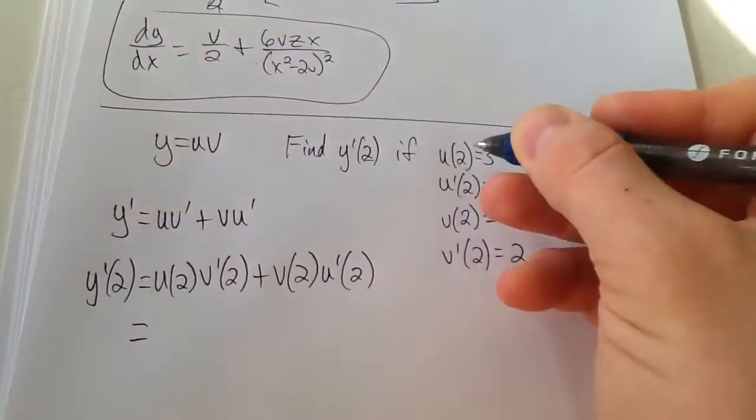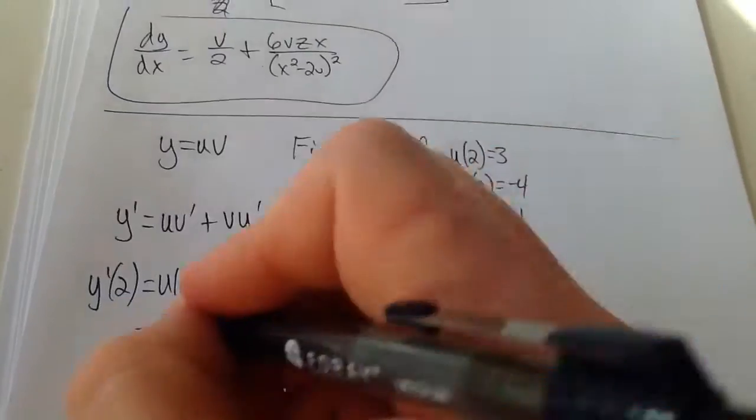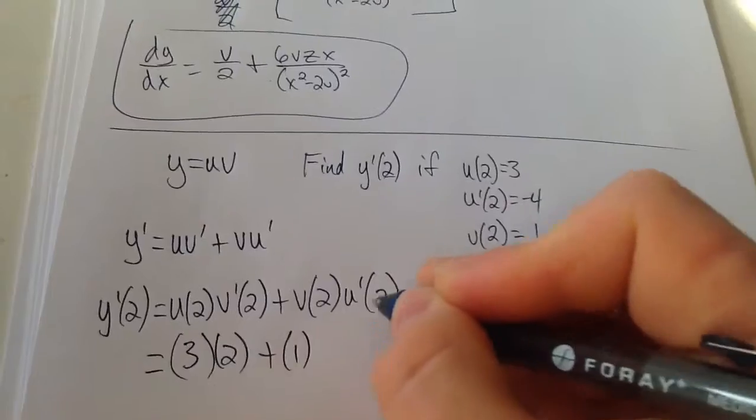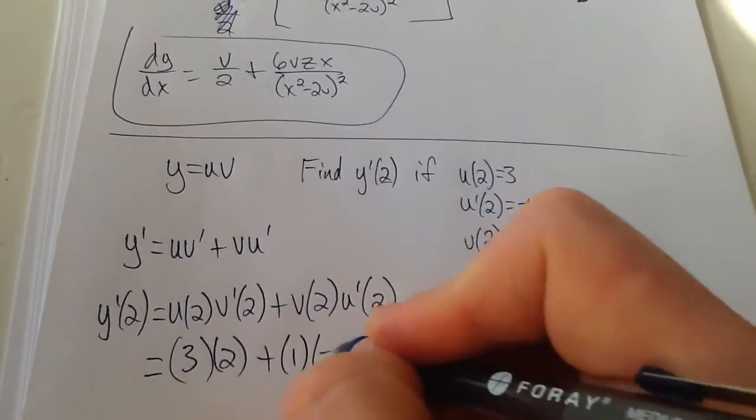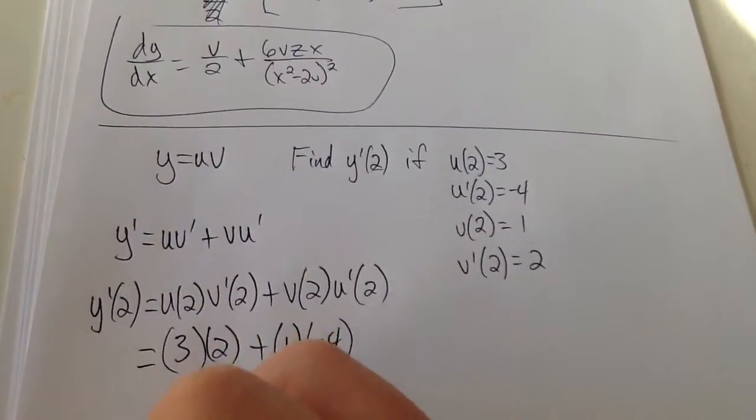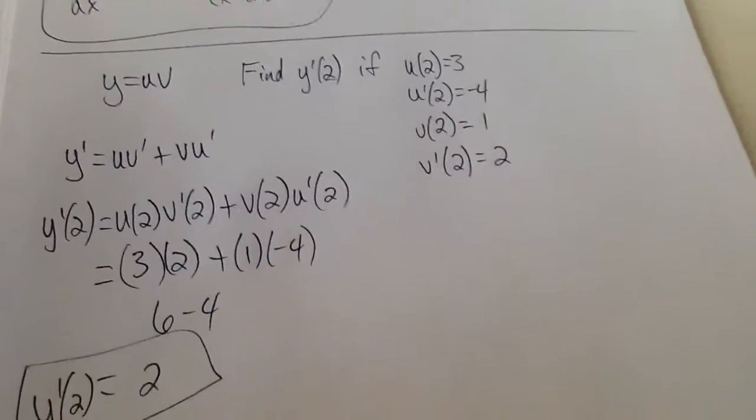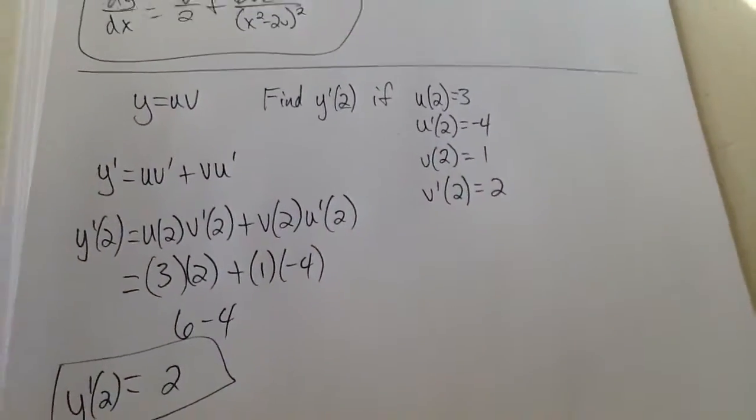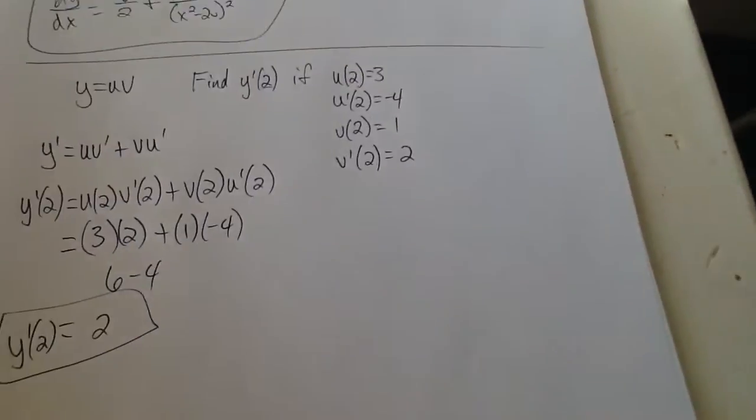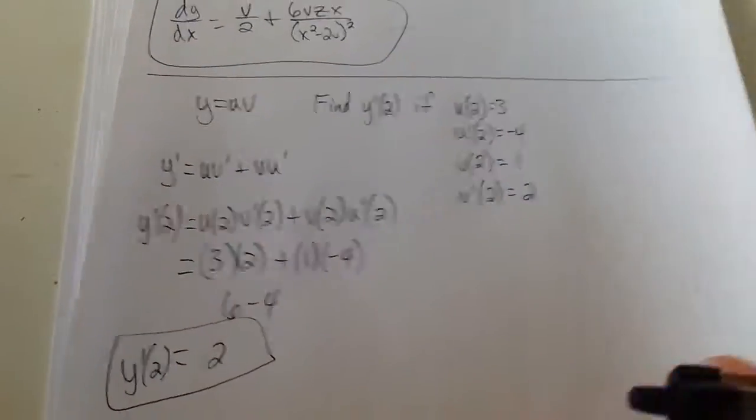Because we know u of 2 is 3, so that's 3. We know v prime of 2 is 2, plus v of 2 is 1, and u prime of 2 is negative 4. So now we got 6 minus 4, so the answer is 2. Y prime of 2 would be 2. So that whole process will help you with number 52. And I'll do another example real quick that does the same thing.